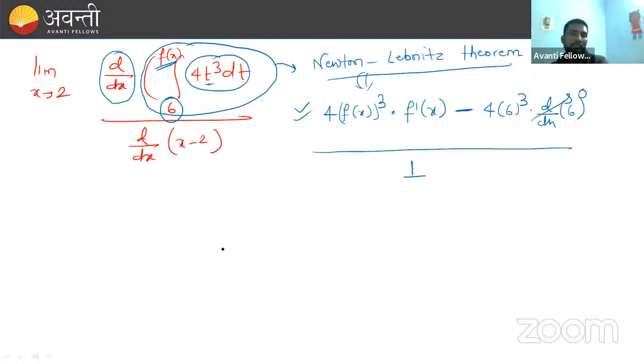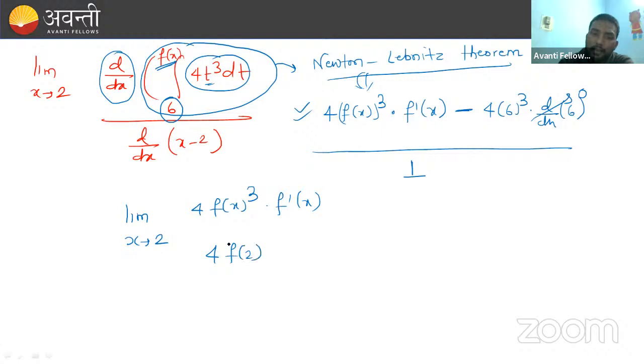Suppose here it was 6x, then you would have to put 4 into (6x) whole cube into the derivative of 6x, that is 6. Okay, so now what will happen? Now we have the limit x tending to 2 of 4 into f of x whole cube into f dash x, divided by 1, right? So if we put 2, what will come? f of 2 cube and f dash 2.